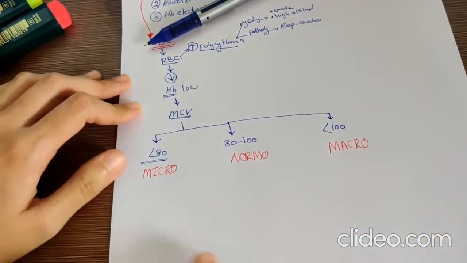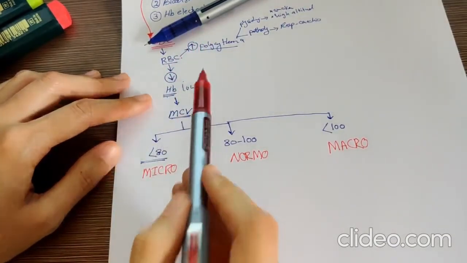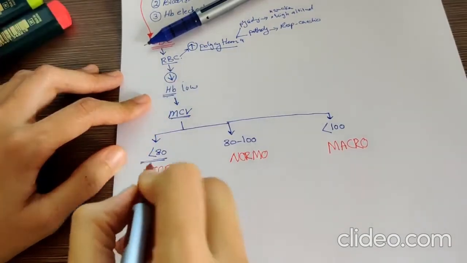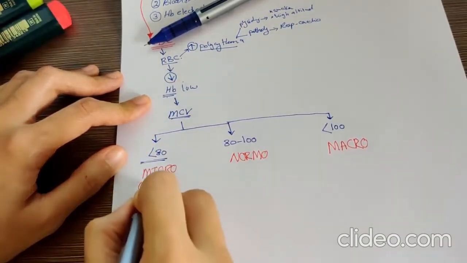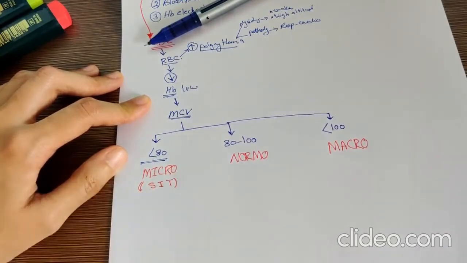Okay. What is your differential if the MCV of your patient is less than 80? We have three differentials. I can put it in a mnemonic. The mnemonic is called SET. Okay.